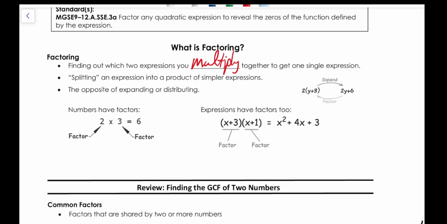But if you have something more complicated, algebraic, like x squared plus 4x plus 3, splitting those into two binomial factors, x plus 3 and x plus 1, that's the name of the game. That's what we're doing. So if we went from left to right, that would be multiplying, but we're going right to left, that's called factoring.